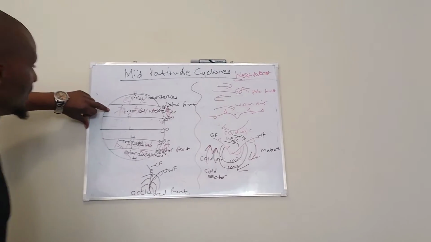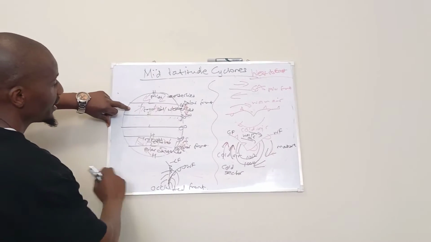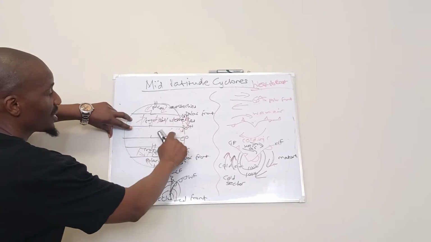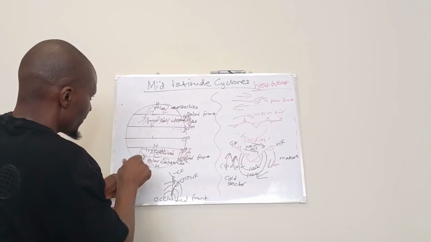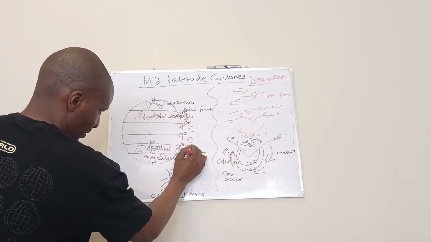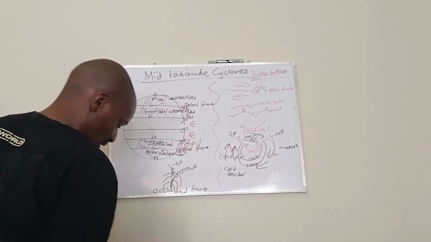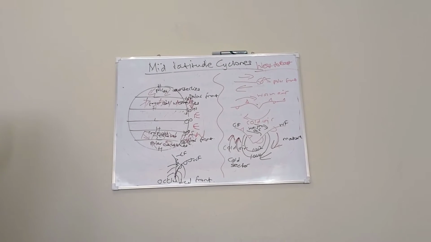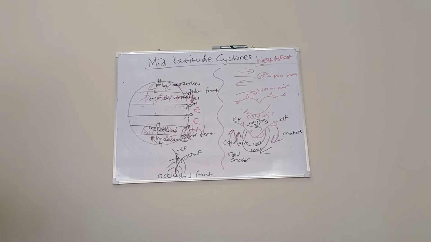Where are we getting our westerlies? We are getting them here. Remember, from between 0 to 30, we have got the easterlies, easterlies here, easterlies there. Then here we have got the westerlies. So this is what steers the mid-latitude cyclones, okay?